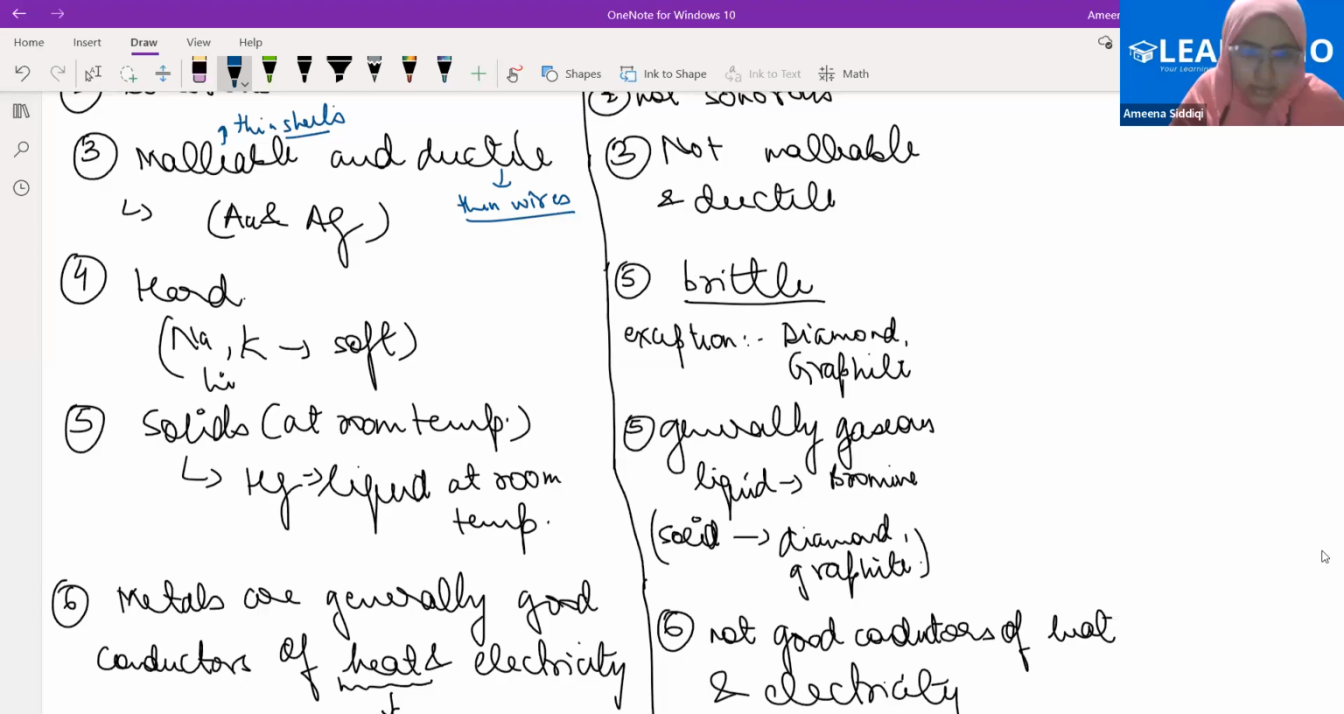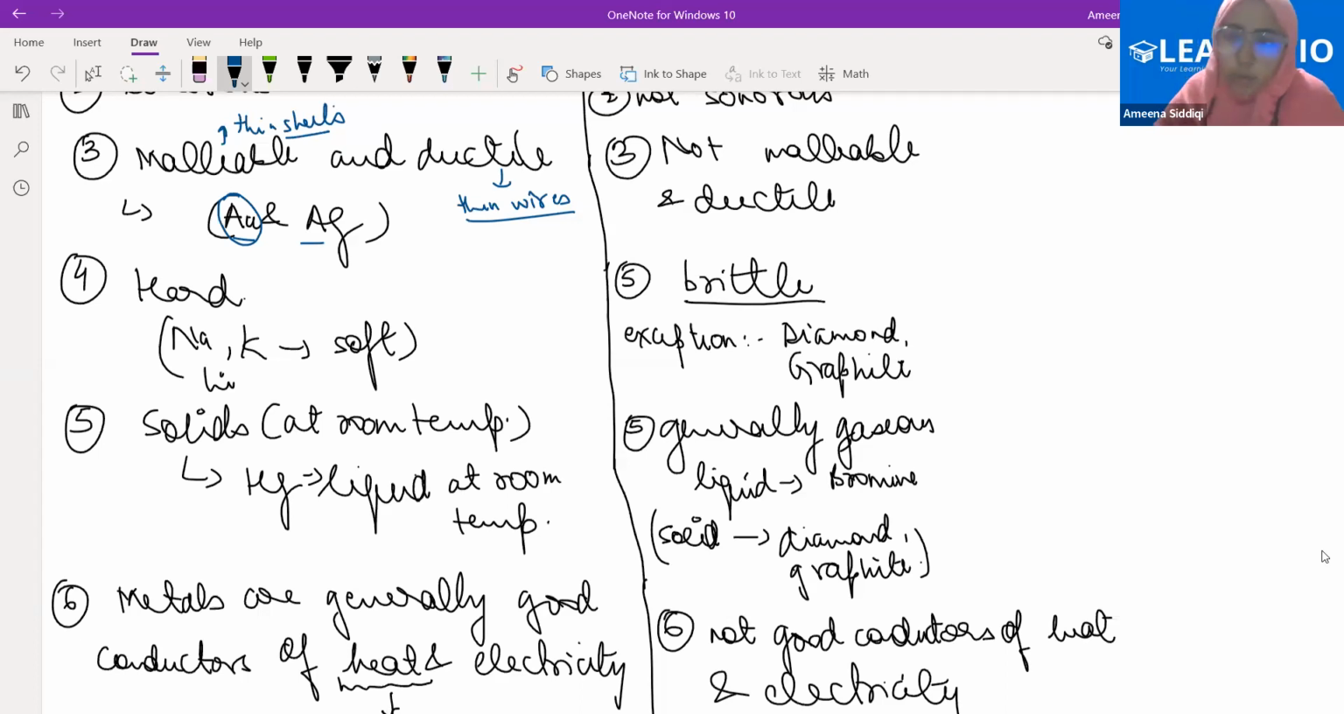The most malleable and ductile metals are silver and gold. Please write it down. Ag is for silver, Au is for gold. Out of those, gold is the most malleable and ductile. Whereas non-metals do not show the property of malleability and ductility, therefore they are not malleable and ductile.